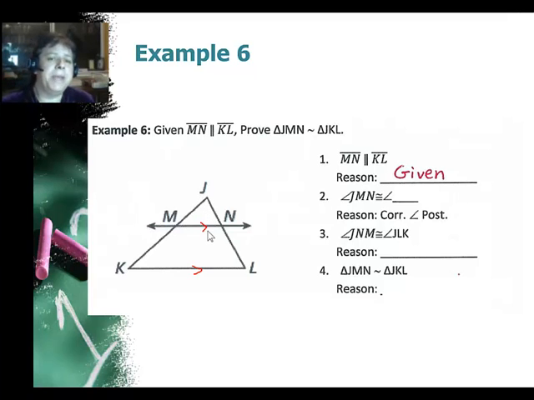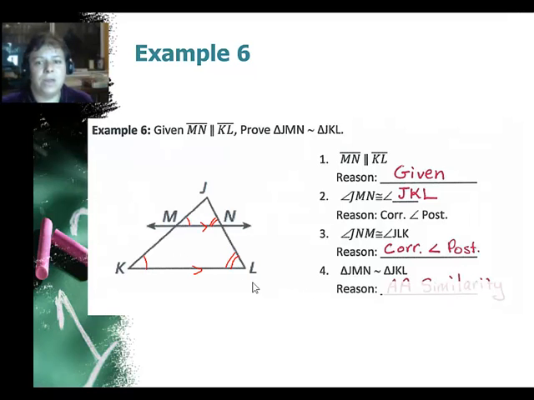Then they say angle JMN is congruent to another angle. And so here's angle JMN, and they say it's congruent to another angle by the corresponding angle postulate. Well, the corresponding angle is right there. So JMN is congruent to JKL. Now they say that JNM, I'm going to put 2 angle marks here. Notice how I mark it as I go through. Is congruent to JLK. And the reason I can say that is those are also corresponding angles. And because of that, I can say the 2 triangles are similar because I have 2 sets of angles that are congruent. That's called angle-angle similarity.